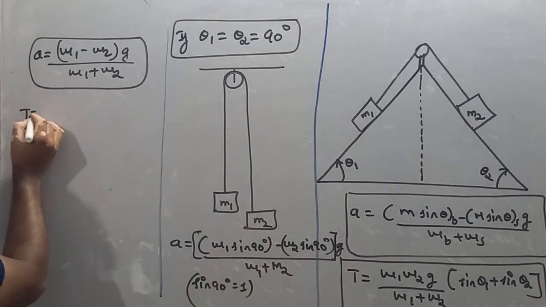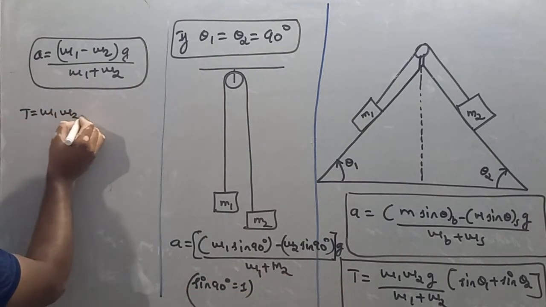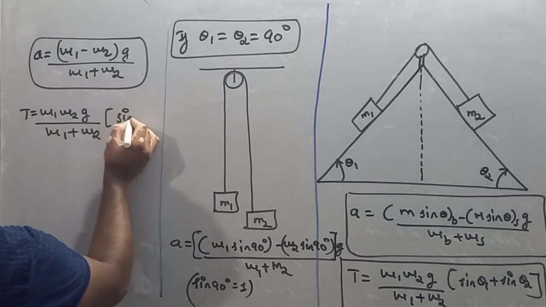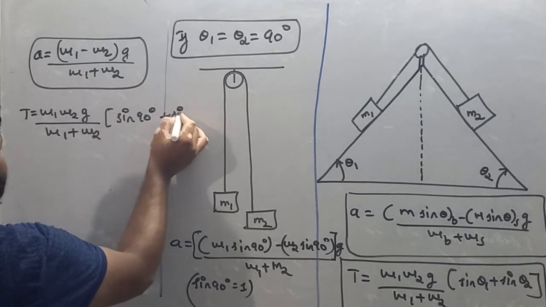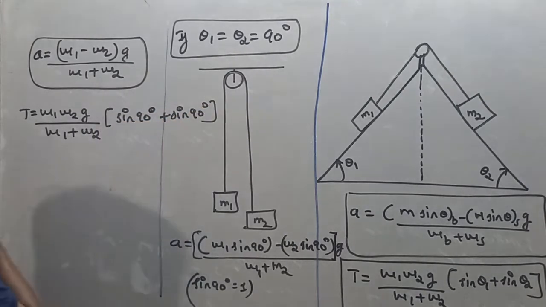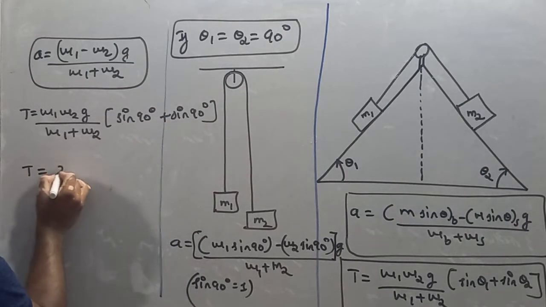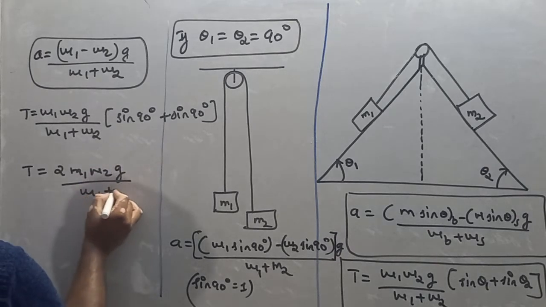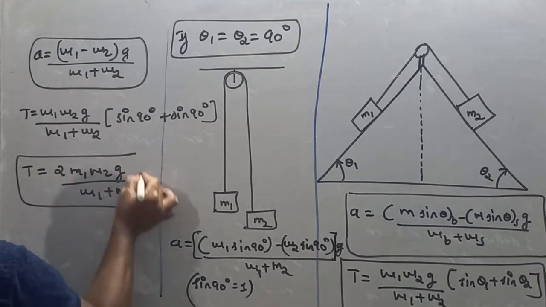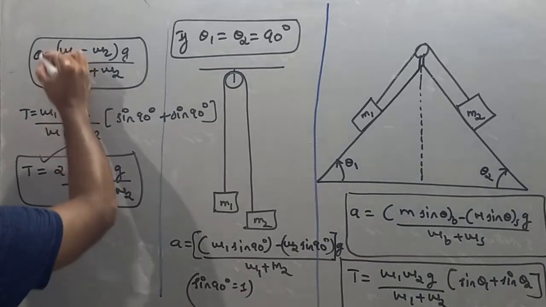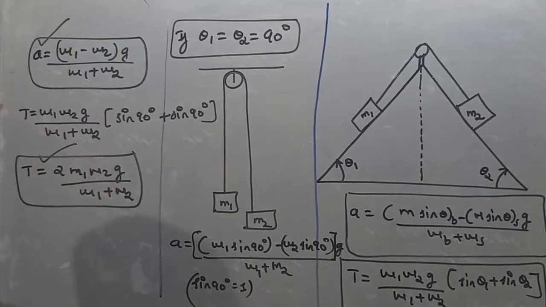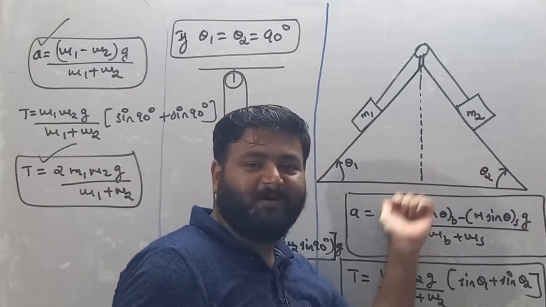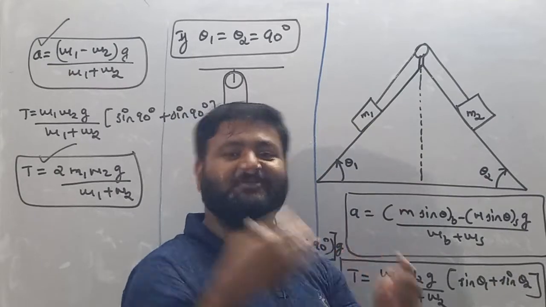Similarly, the value of tension is T equals m1 m2 g upon m1 plus m2 into (sine theta 1 plus sine theta 2). So sine 90 plus sine 90, sine 90 is 1, 1 plus 1 is 2. So T becomes equal to 2 m1 m2 g upon m1 plus m2. This is the formula of tension in case of pulley block system. This is the formula of acceleration in case of pulley block system. So are you aware? If you learn this formula, then change the structure, you'll get the value.